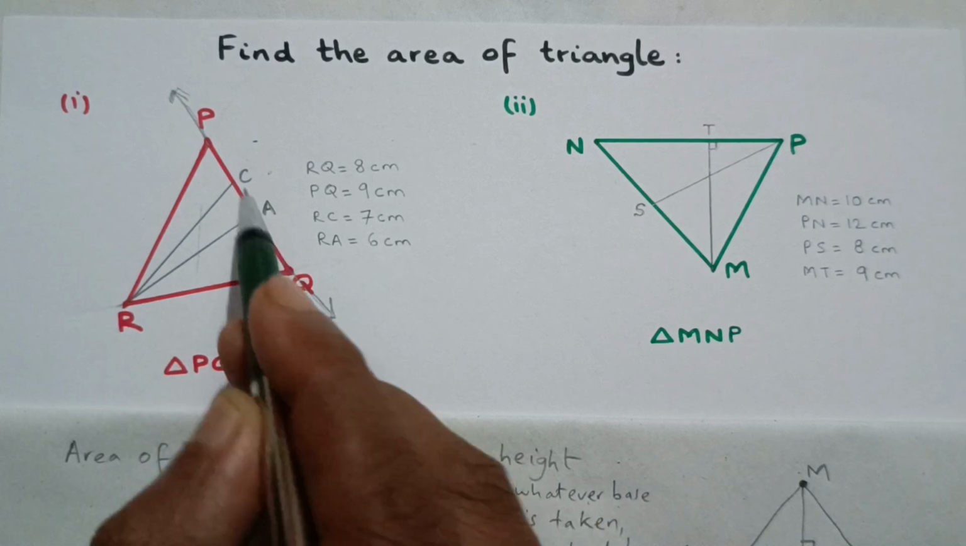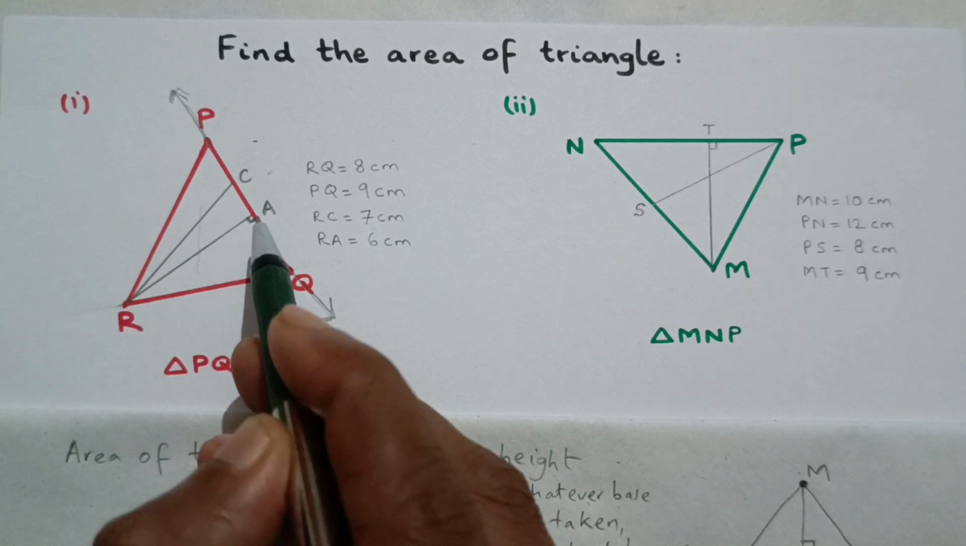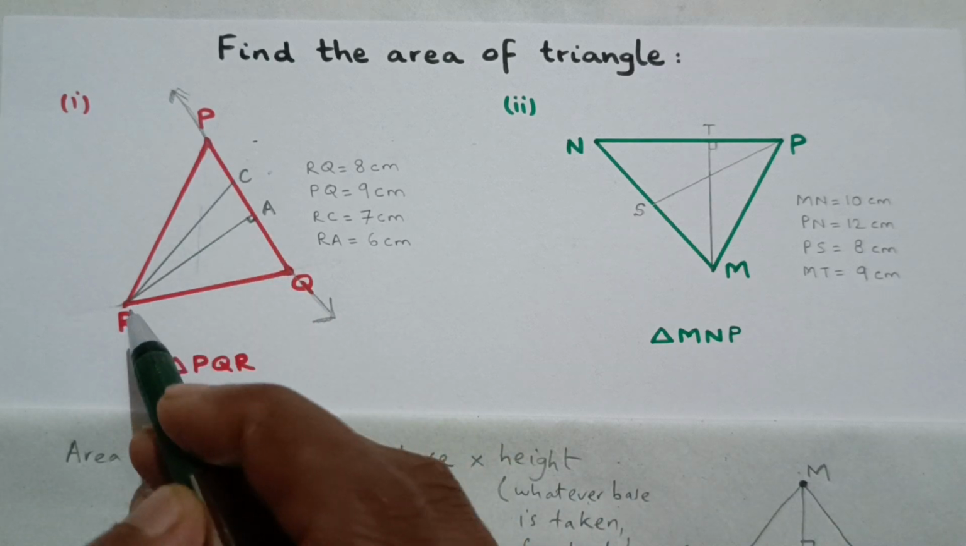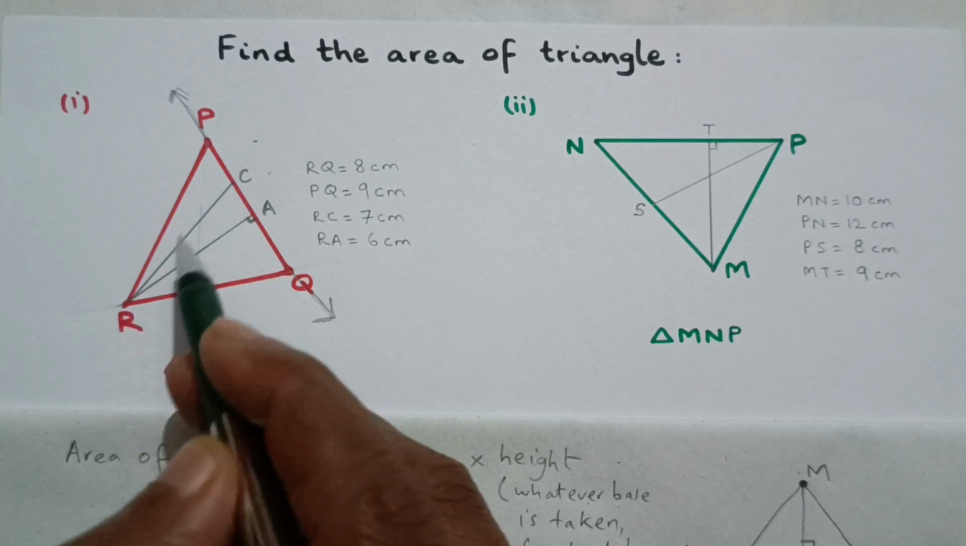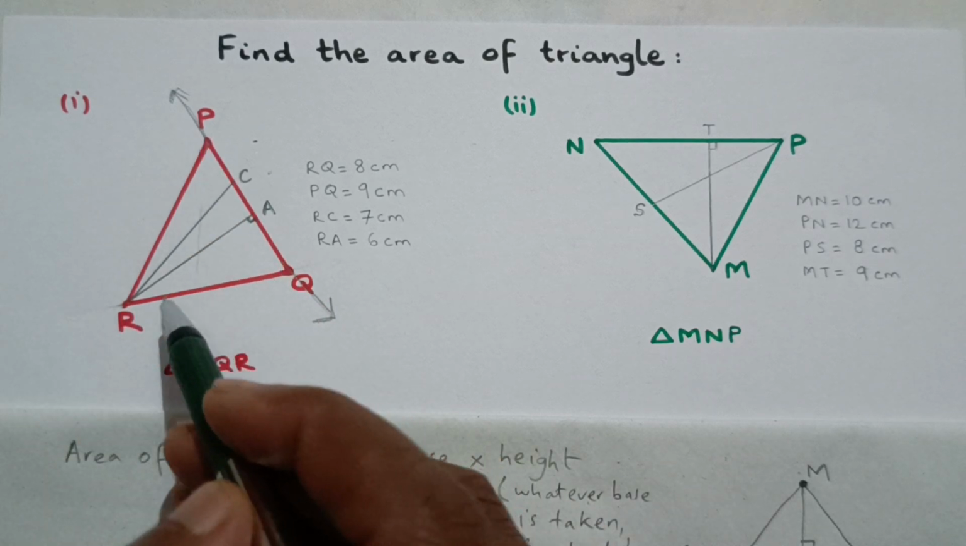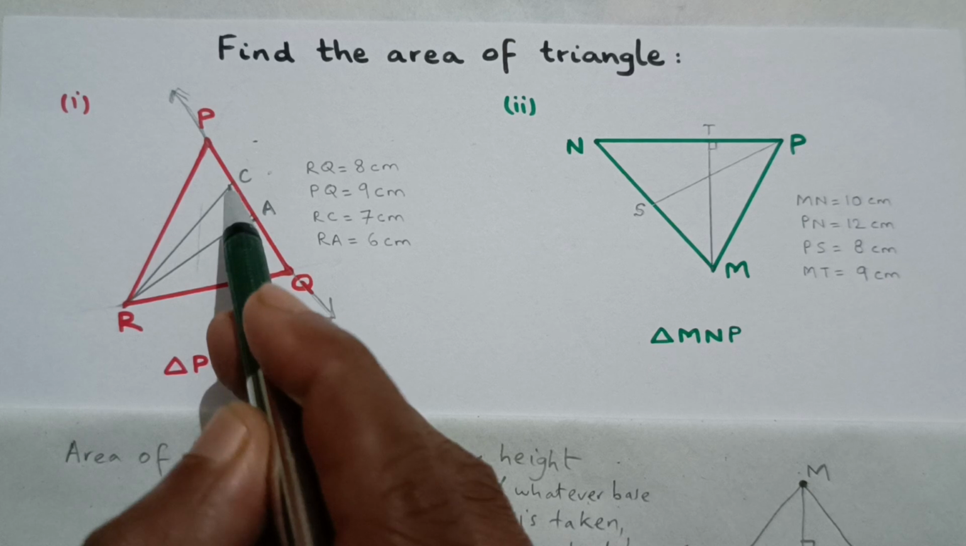So RA is perpendicular to QP. So therefore RA is the corresponding height for QP. RC is just a line segment. It is not the corresponding height for QP. It is just simply a line segment.